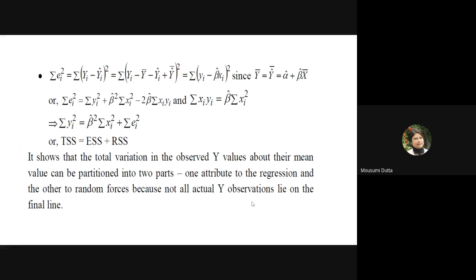And if this is the analysis of variance equation, then the natural measure of goodness of fit will be ESS by TSS. And if ESS by TSS is the natural measure of goodness of fit, that indicates that as we increase the number of explanatory variables in the model, the explanatory power of the model improves, and that improves the goodness of fit. Any question?